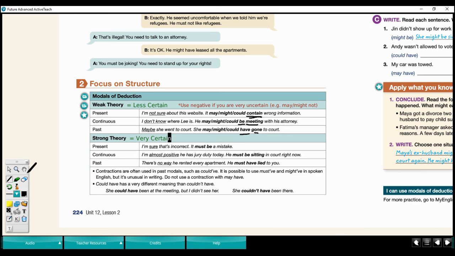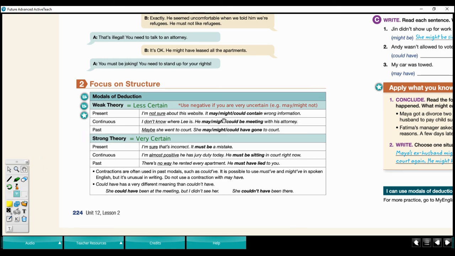When you feel pretty certain about a situation or a conclusion, you're going to have a stronger feeling. And so a strong theory, you're very certain here. Again, you can use these in the present, the continuous, and the past. So I'm sure that's incorrect. It must be a mistake. And again, notice after the modal, use the base form of the verb.